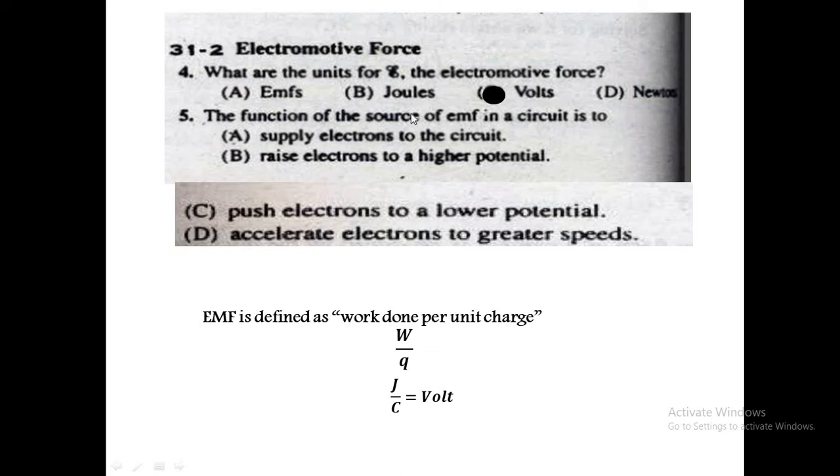Question number 5. The function of a source of EMF in a circuit is to supply electrons to the circuit, raise electrons to a higher potential, push electrons to a lower potential, or accelerate electrons to greater speed. Basically, electromotive force raises the electrons to a higher potential, and then after that they continue their cycle by flowing towards the lower potential and so on. So option B is the correct option.